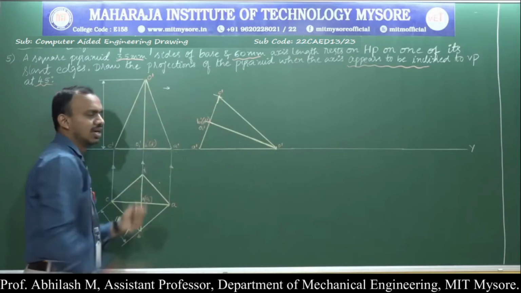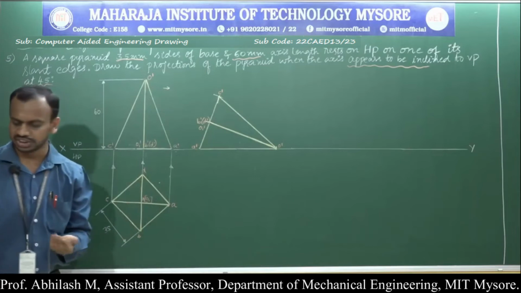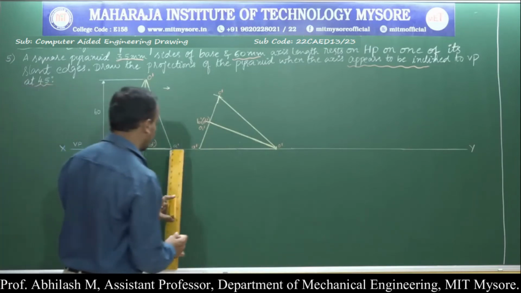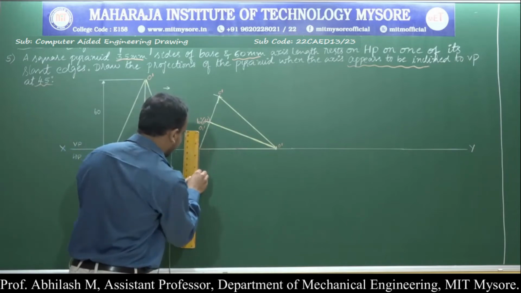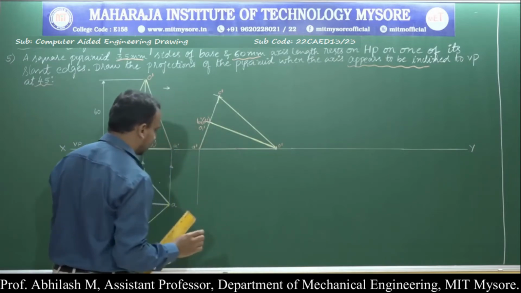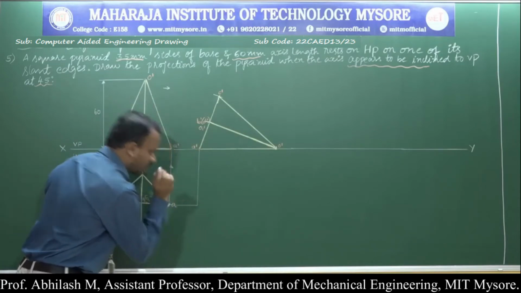From here to here it will be reverse. In order to complete the second position, just draw the projection lines. Draw the projection lines to the corresponding points only. Don't extend the line further. From A dash we are supposed to draw the projection lines. So from here we can draw the projection line.